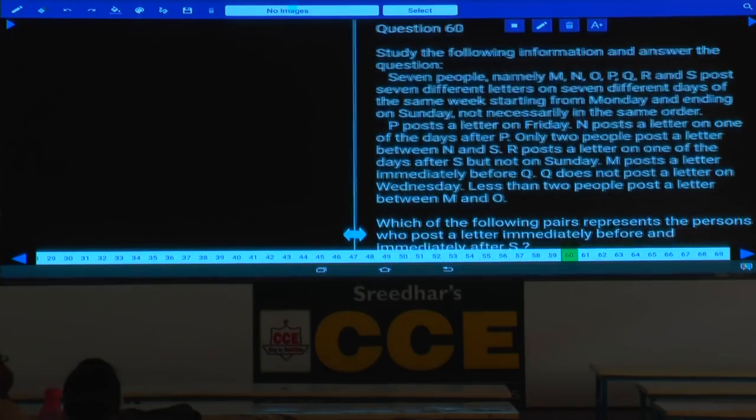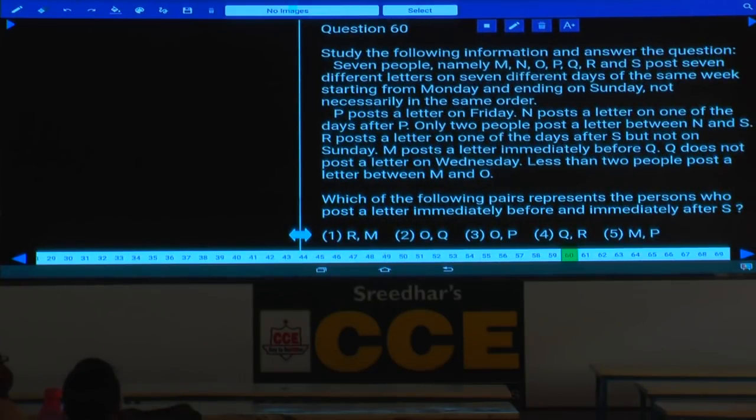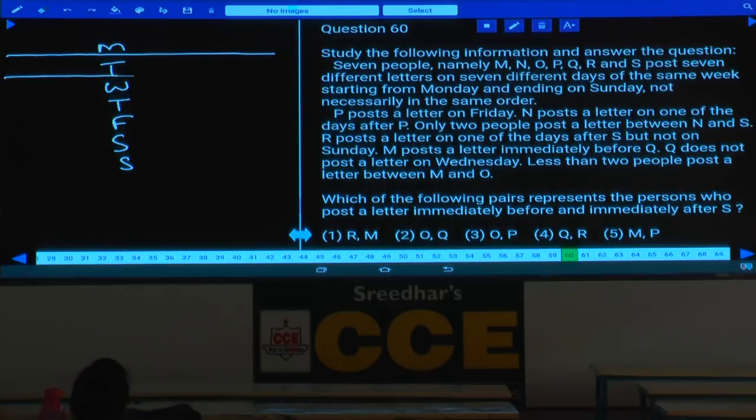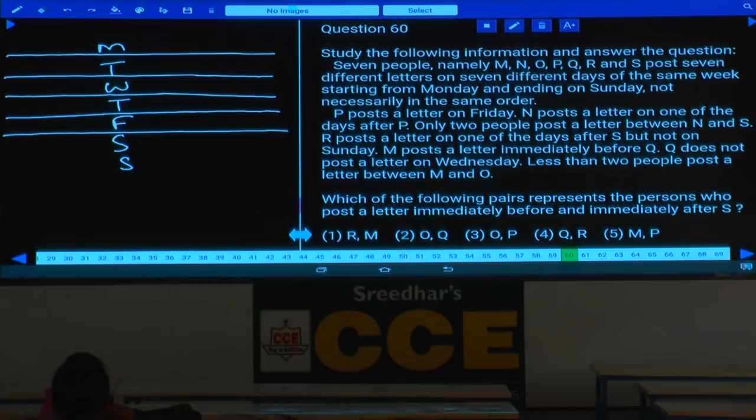Then 60 onwards. Now question number 60. Questions 60 to 64 are based on a small puzzle. 7 people, namely M, O, P, Q, R, S and N, host 7 different lectures on 7 different days of the same week from Monday to Sunday. As the days are given, first fix the days at the center. Now I am fixing the days at the center: Monday, Tuesday, Wednesday, Thursday, Friday, Saturday and Sunday, starting at Monday and ending on Sunday. Now extend the lines like this, wherein you can work out 2 different possibilities simultaneously.